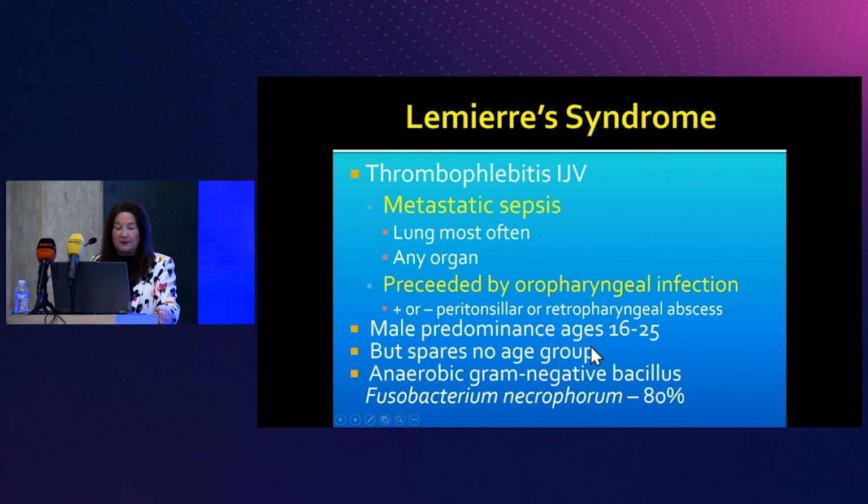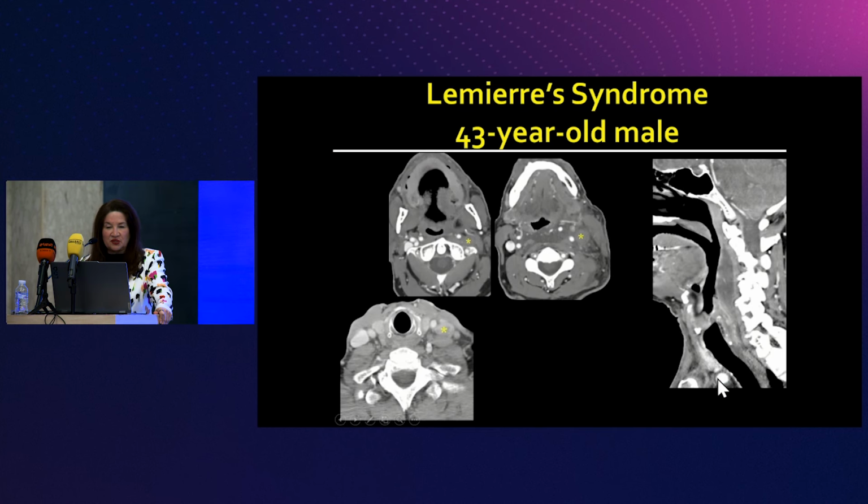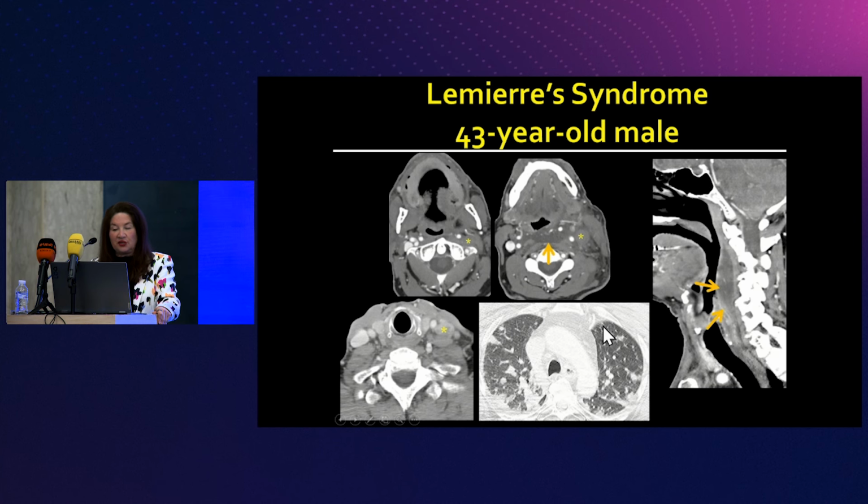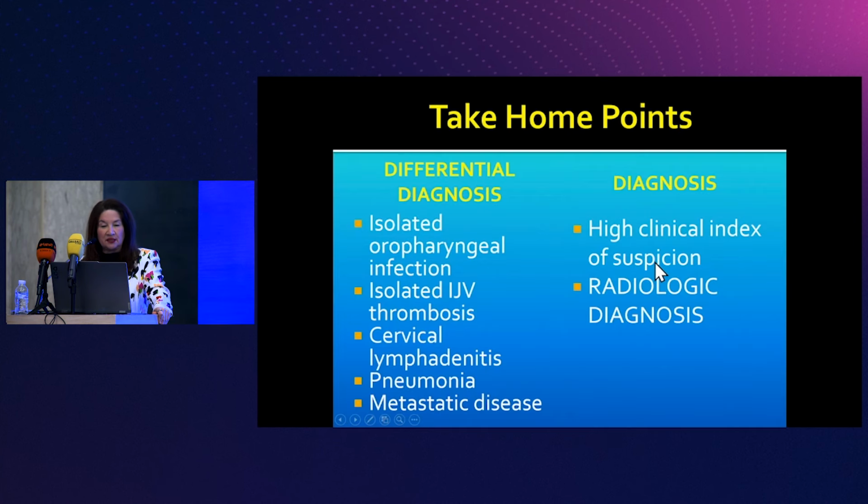There is a male predominance, and they say it's 16 to 25-year-olds. There was 1 week where we had 3 of these, and they were all between the ages of 40 and 62. It spares no age group, and it spares no sex, and it's normally from gram-negative bacillus in 80% of the patients. Here's just another Lemierre syndrome, a retropharyngeal effusion, clot in the internal jugular vein. Here again is the retropharyngeal effusion, and here you'll have the septic emboli in the lung.